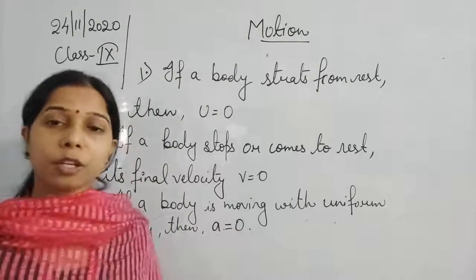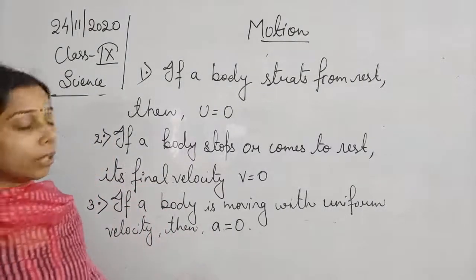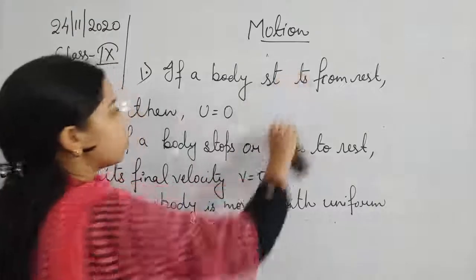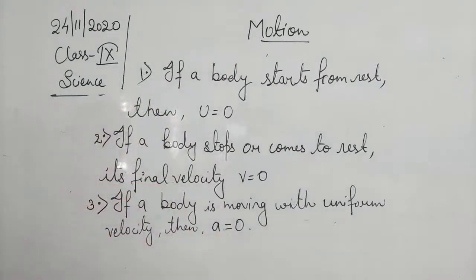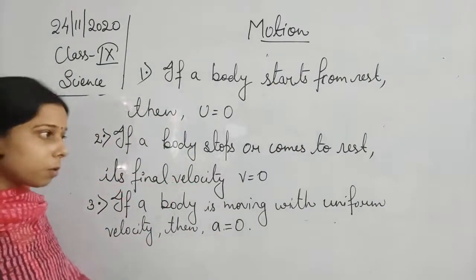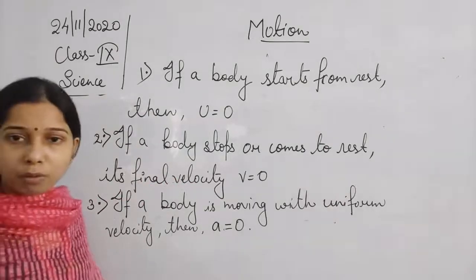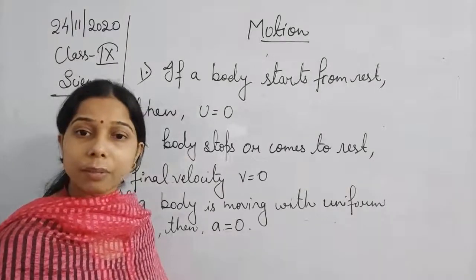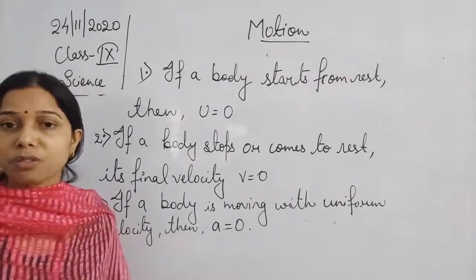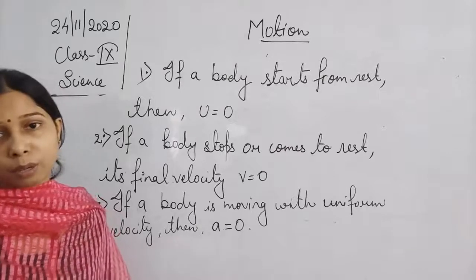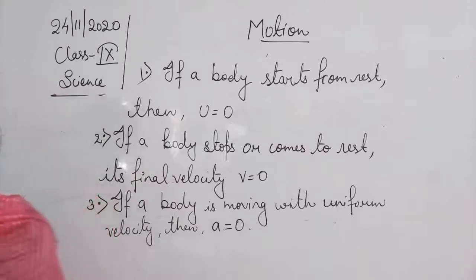So before doing the numericals, you should keep all these things in mind. If a body starts from rest, then u will be 0. If a body stops or comes to rest, its final velocity v will be 0, and if it is moving with uniform velocity, a will be 0. Why is it so? Because if it is moving with uniform velocity, there will be no change in the velocity, and if there is no change in the velocity, ultimately the acceleration will be equal to 0.